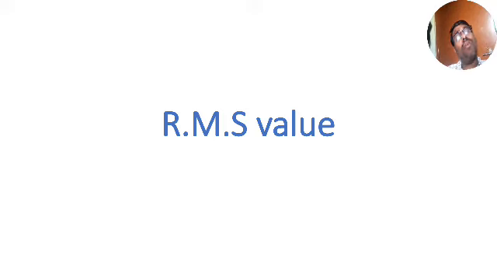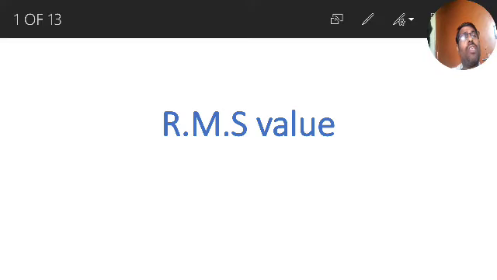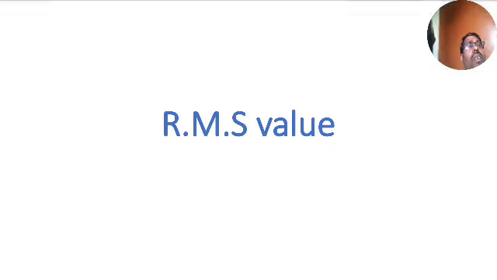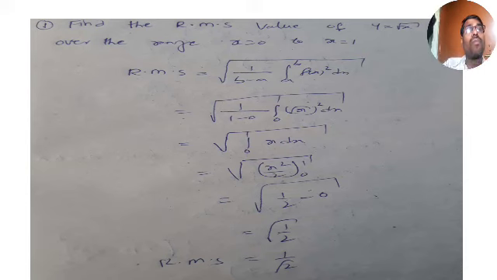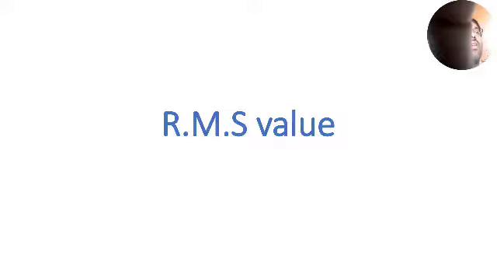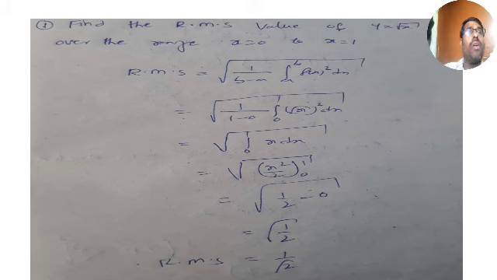Why we call it root mean square value is because of the formula itself. So what is the formula? Let us see, and you can easily know why by using the formula. So this is my formula. RMS value is equal to the square root of 1 by b minus a, integration a to b, f of x whole square dx.